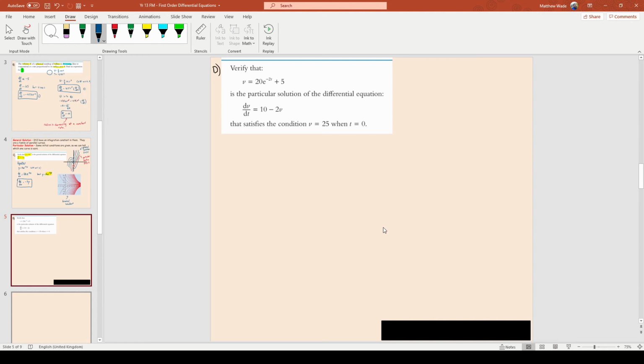Okay, buddy. So hopefully you've had a little bit of a try there, and I'm going to do just what I told you. Let's start with the equation. And the equation was v equals 20e to the minus 2t plus 5. Now, I'm starting with the equation rather than the differential equation, because differentiation is easier to do than integration. So here we go. Let's get dv/dt, because that's what we're trying to get. That's our goal. That's the bottom equation.